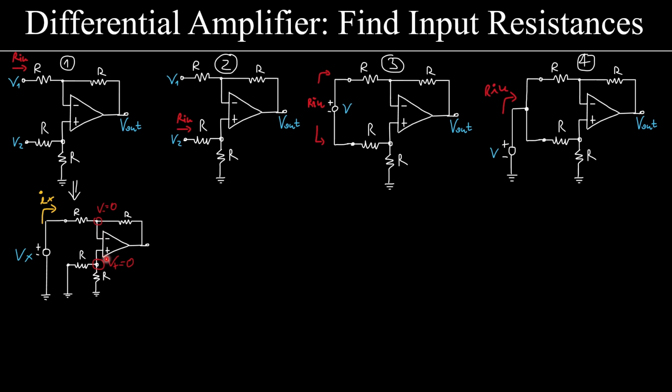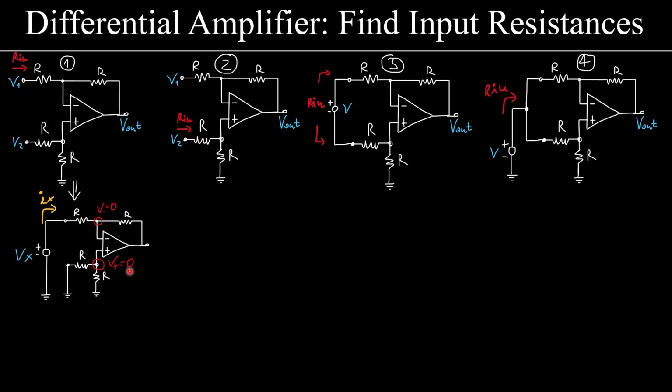Now, because we have an op-amp here, we have 2 inputs. This is the non-inverting input and this is the inverting input. And because we assume the gain is high, the op-amp is ideal, therefore these voltages must be the same. Now, I said that this voltage is 0.